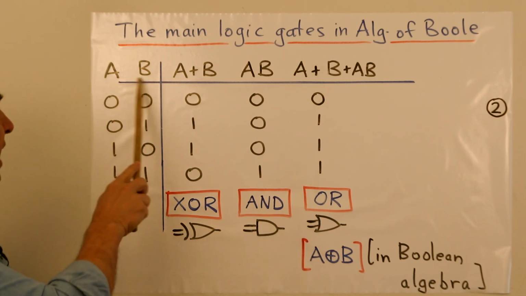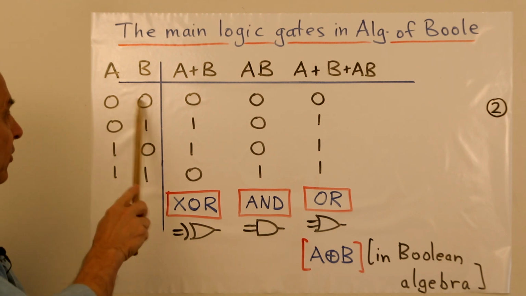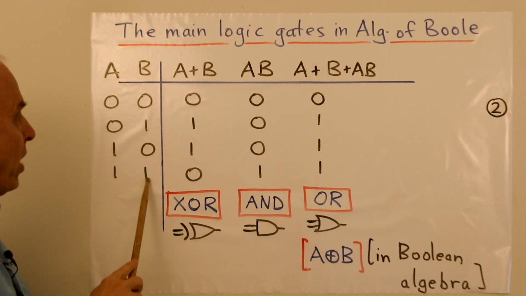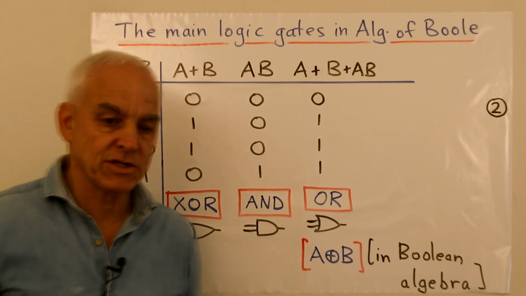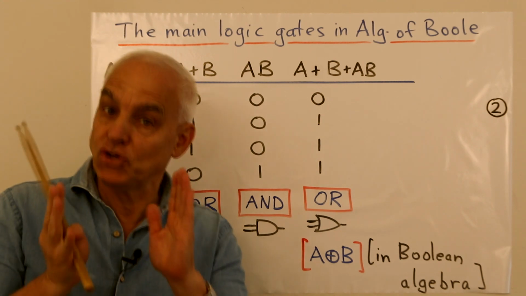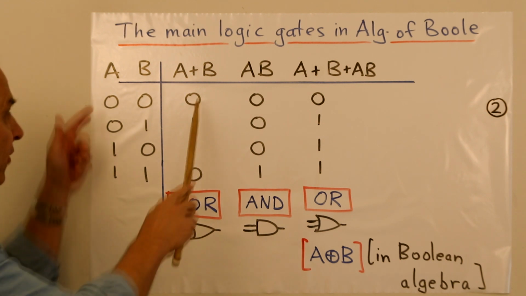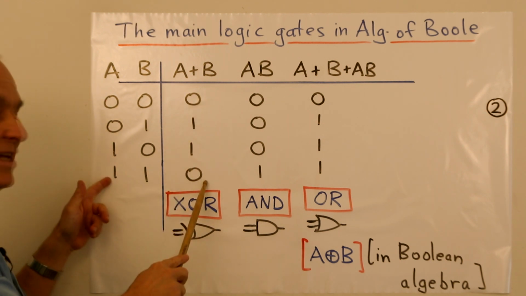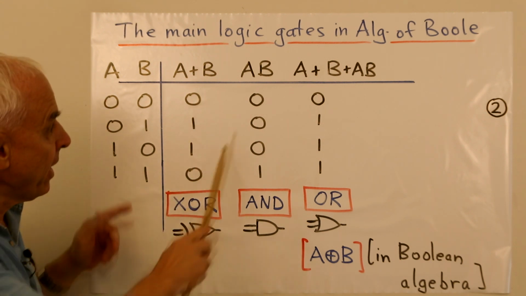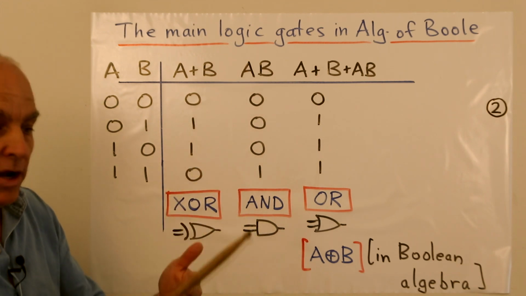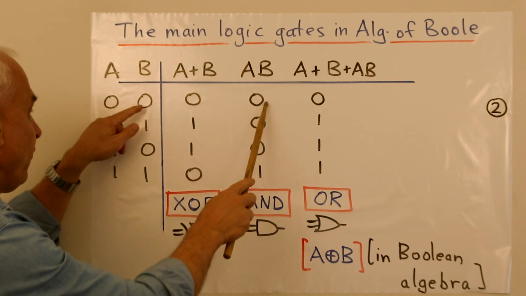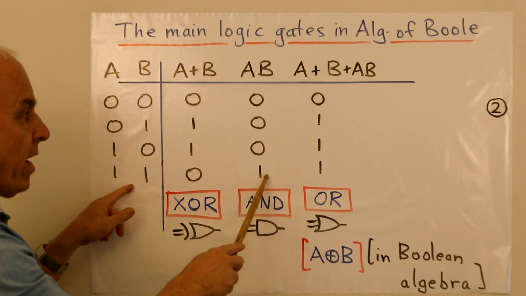Okay, so we have inputs A and B, all possibilities 0,0, 0,1, 1,0, 1,1, and the sum of those inputs is just the mod 2 operation. So just adding these two, mod 2. 0, 1, 1, and crucially 0 here. AB, the product, is just the product mod 2, 0, 0, 0, 1.